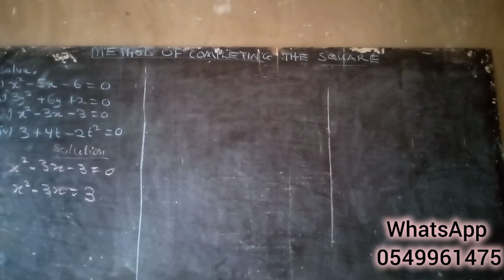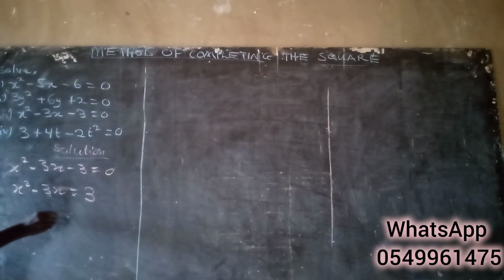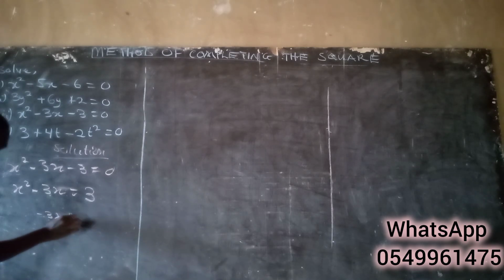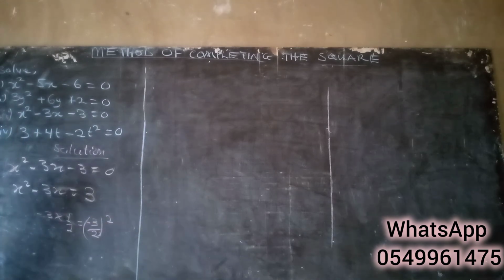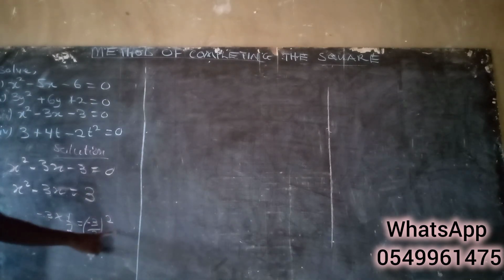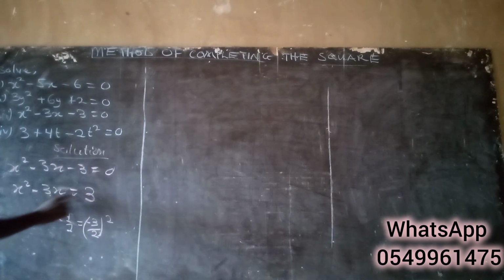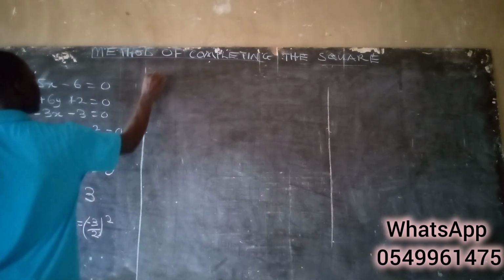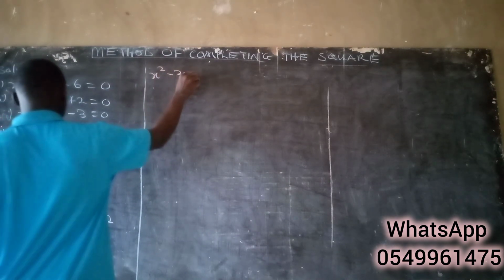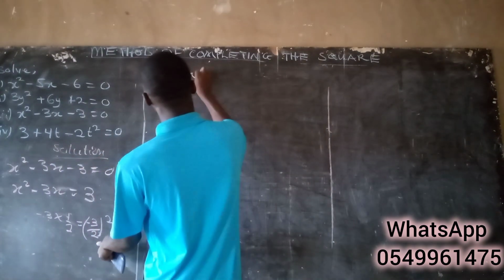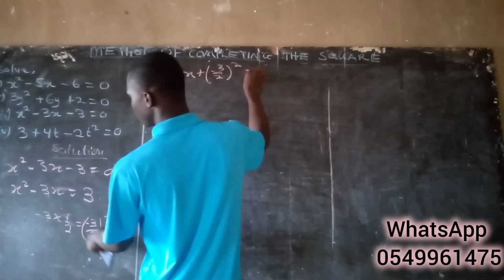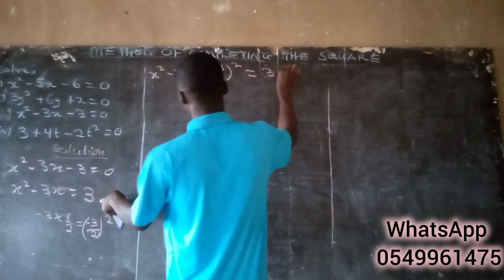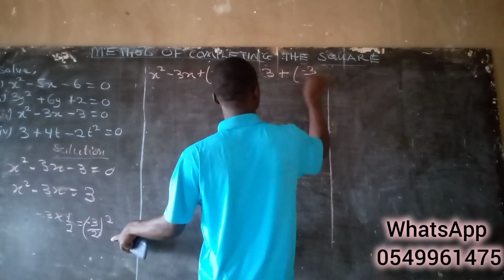Now, write down the coefficient of x, which is -3. Multiply it by half, so it becomes -3 over 2. Then you square the answer. If you square this one, you add this result to both sides of the equation. So you have x² minus 3x plus (-3 over 2) all squared is equal to 3 plus (-3 over 2) all squared.